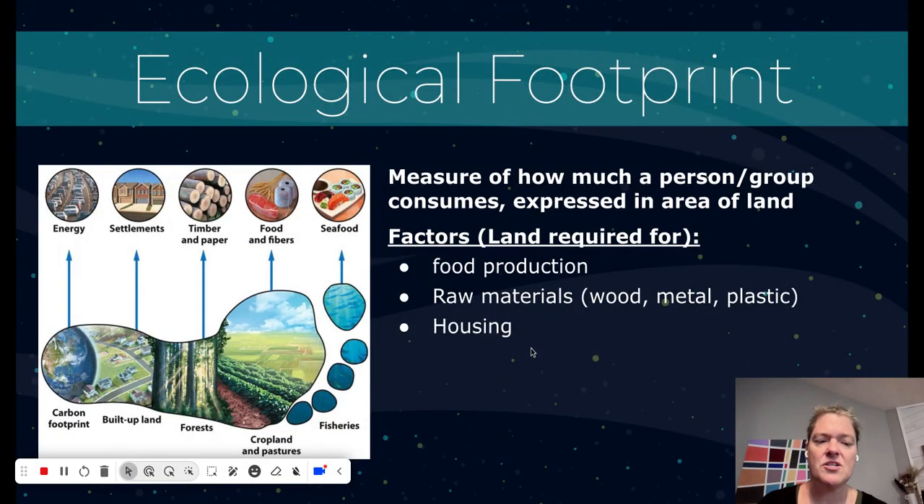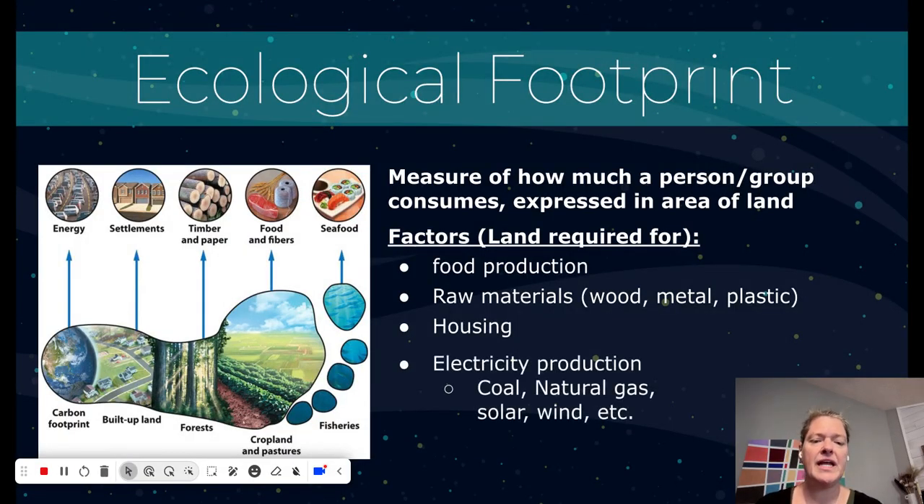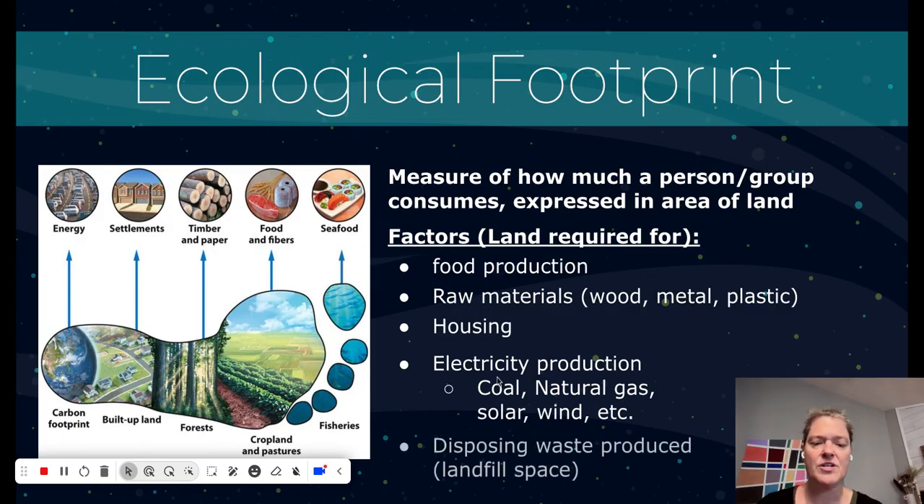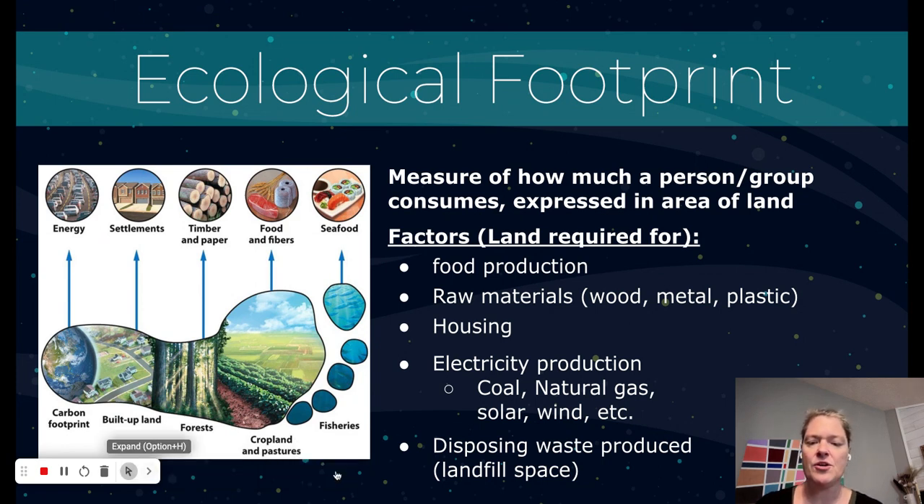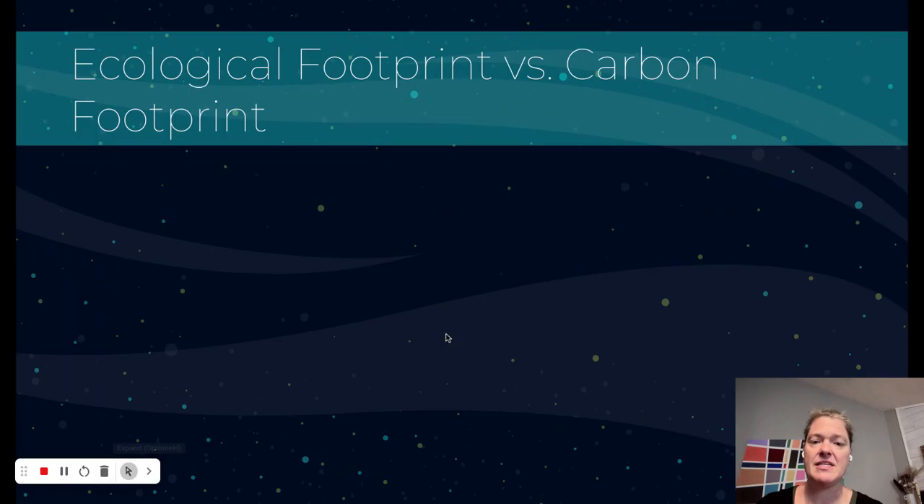We need land for housing. We need land to produce electricity, like I was talking about. So we need coal and natural gas and solar energy and wind turbines to produce our electricity. And we also even need land to dispose of our waste. So that would be in terms of landfill space.